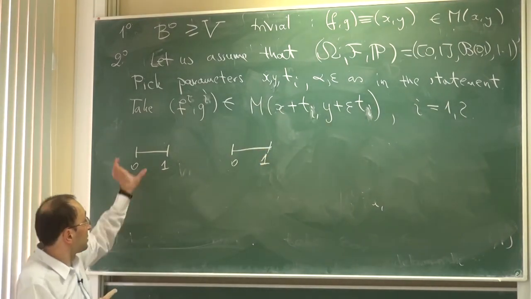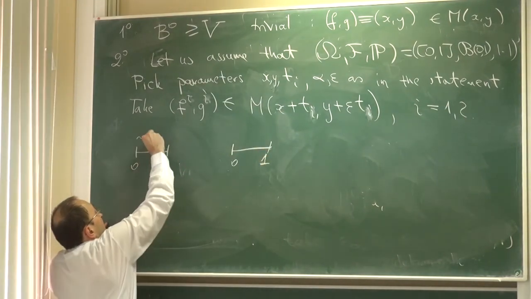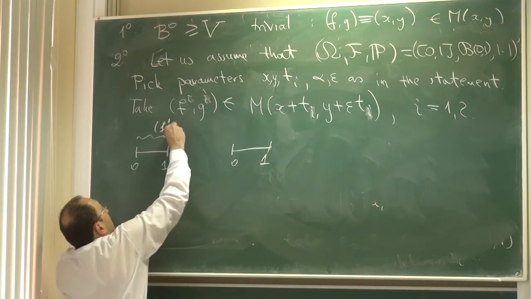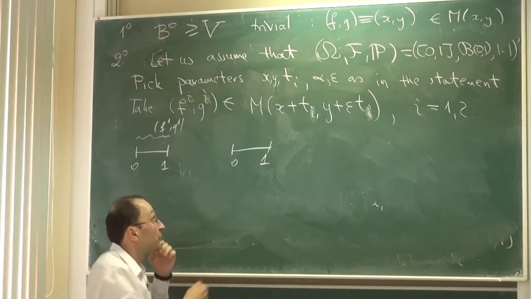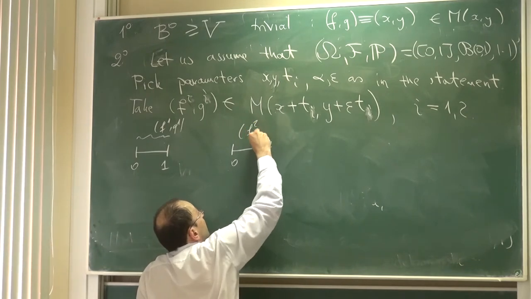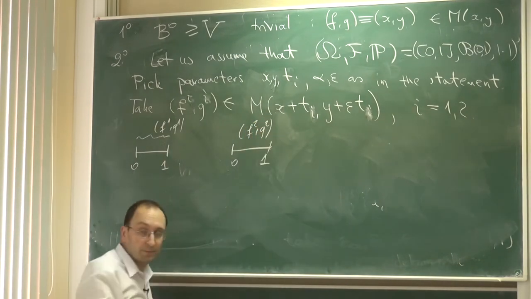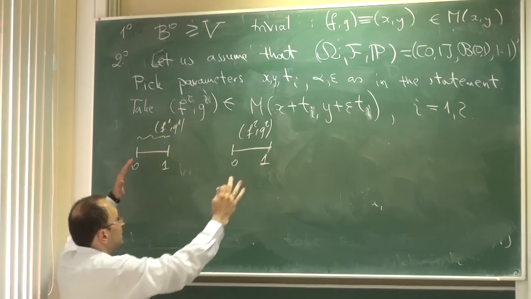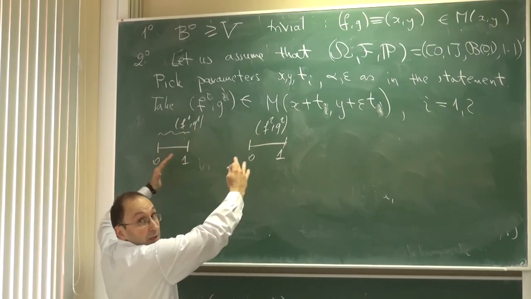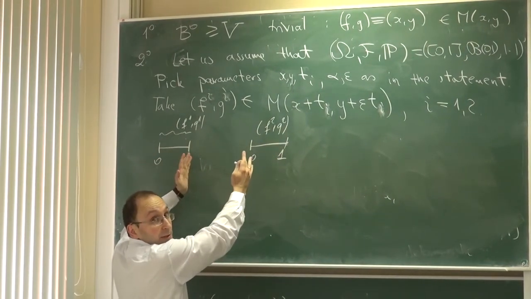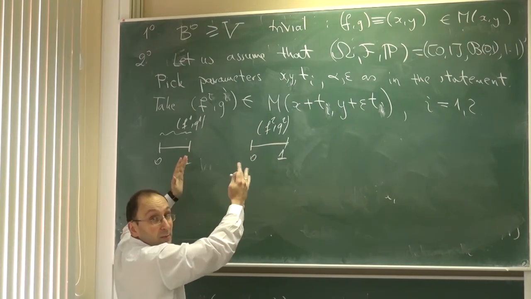So we have this interval 0, 1. Here we have this first pair. Here we have the second pair. And the idea is that we splice them together, we glue them together, just to make one martingale.